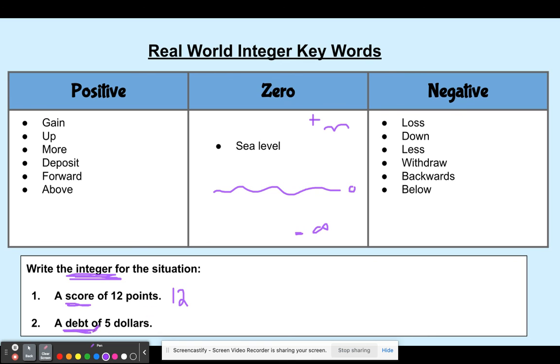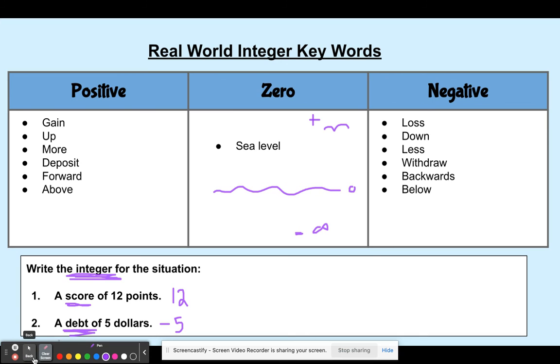A debt of $5. You owe somebody $5. Is that positive 5, negative 5, or zero? A debt means you owe somebody, you're in the hole, a negative 5.